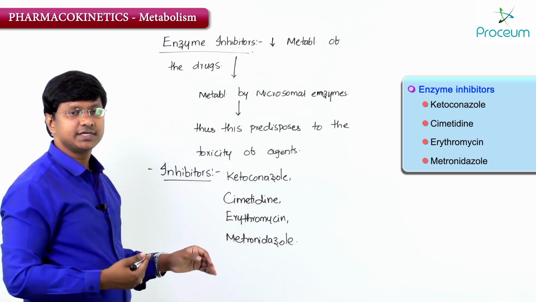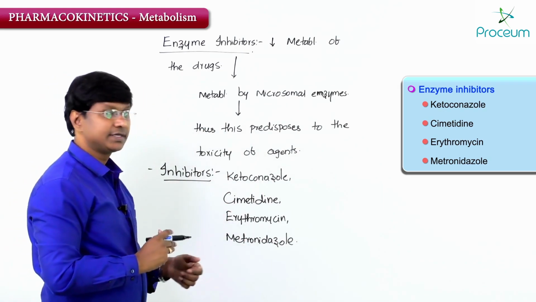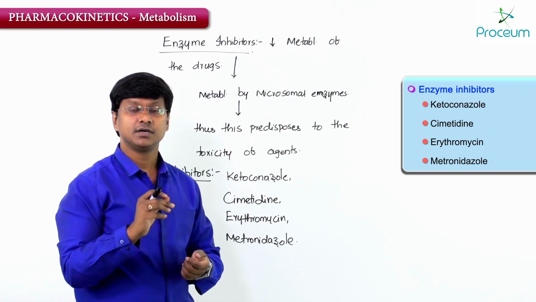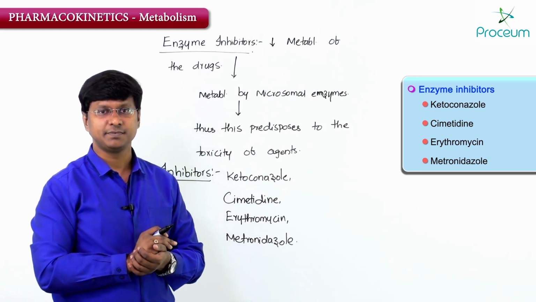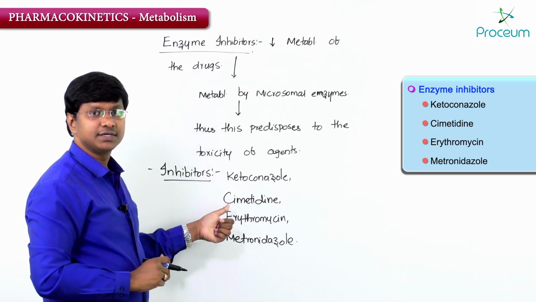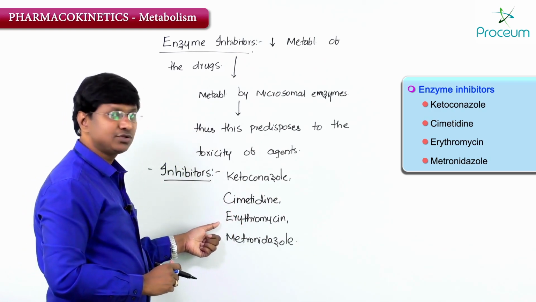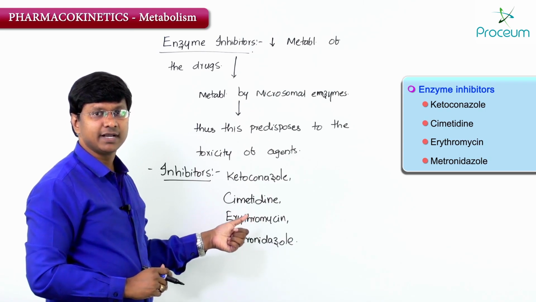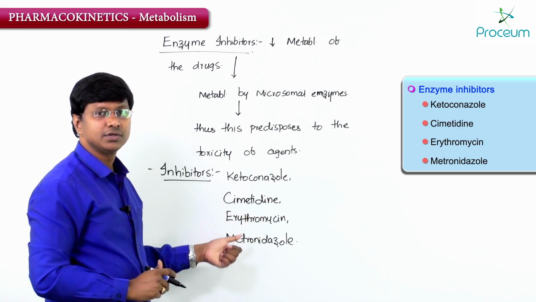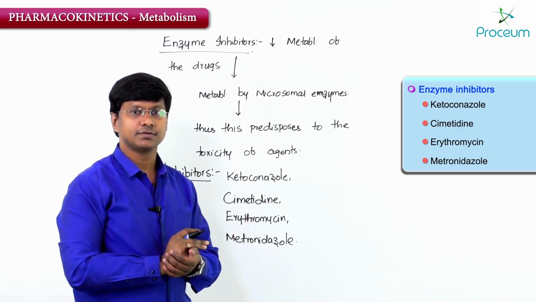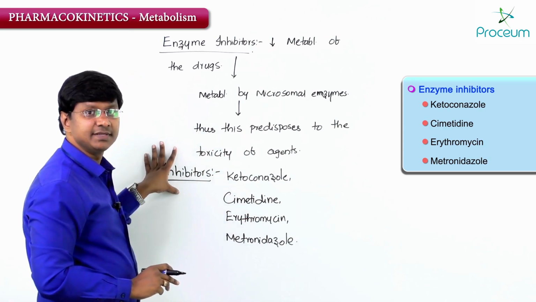Ketoconazole is an antifungal drug, and cimetidine is the drug given in patients with peptic ulcer, which is a histamine receptor antagonist. Erythromycin is an antibiotic of the macrolide group, and metronidazole is an anti-parasitic drug. Now these are the enzyme inhibitors.